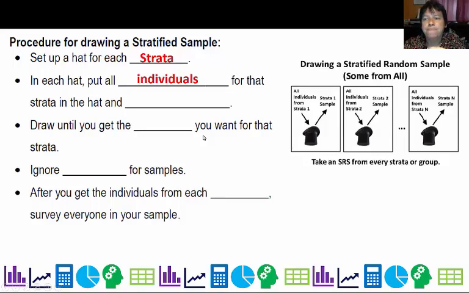So we could do the freshman hat and the sophomore hat. So the freshmen go in the freshman hat, sophomores go in the sophomore hat. And after we do that, mix it well. Draw until you get the sample you want for that strata. Ignore repeats as always. And after you get the individuals from each strata, go ahead and survey everyone that you pulled from the different hats.